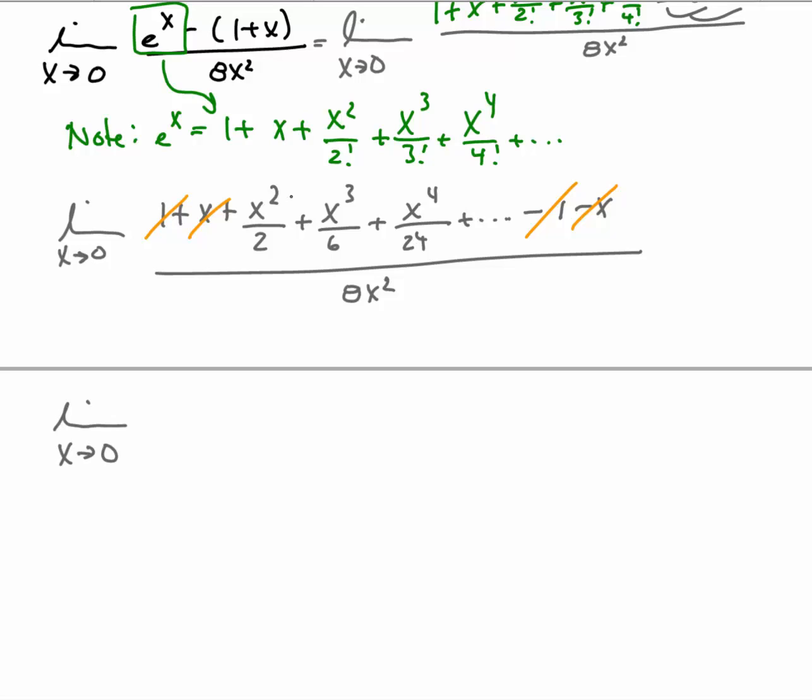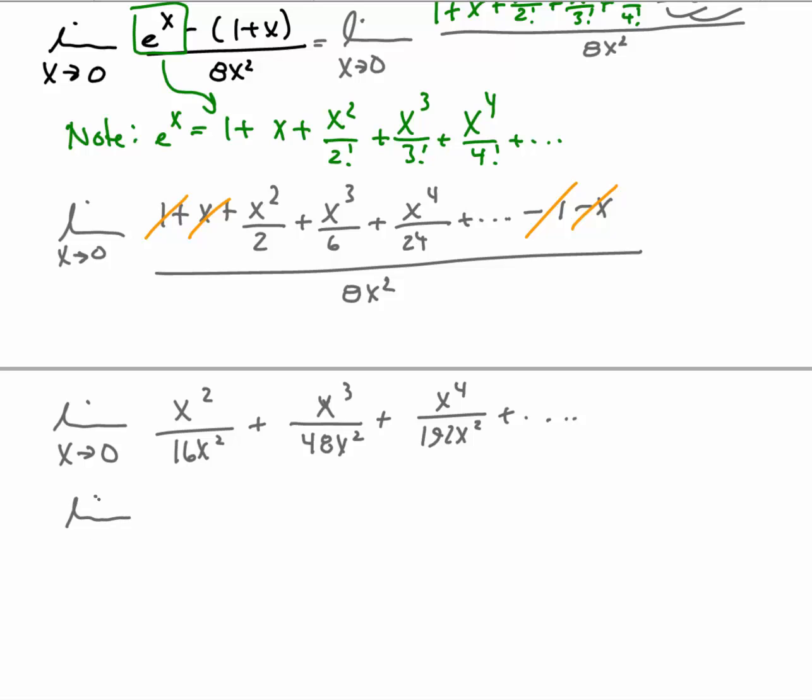So this would leave me with x squared over 8 times 2 is 16x squared. x cubed, 6 times 8 is 48x squared. x to the 4th over 24 times 8 would be 96, would be 192x squared. Whoops, 192. Okay, and then this continues on indefinitely. Simplify it one more step.